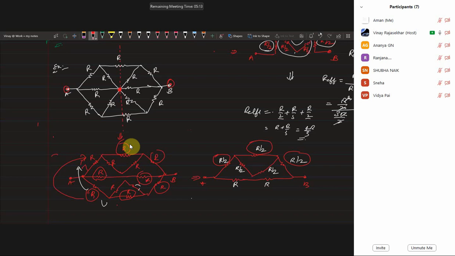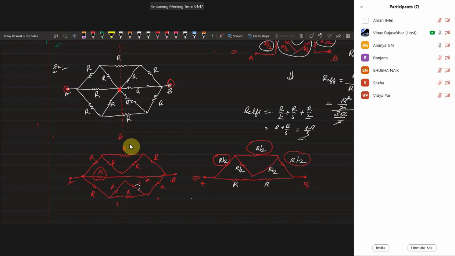If you feel confusion with this folding, you can follow the regular method only, like upper part in series and parallel, lower part in series and parallel, and calculate. But it takes a lot of time. So instead of calculating this, we can use the folding method.